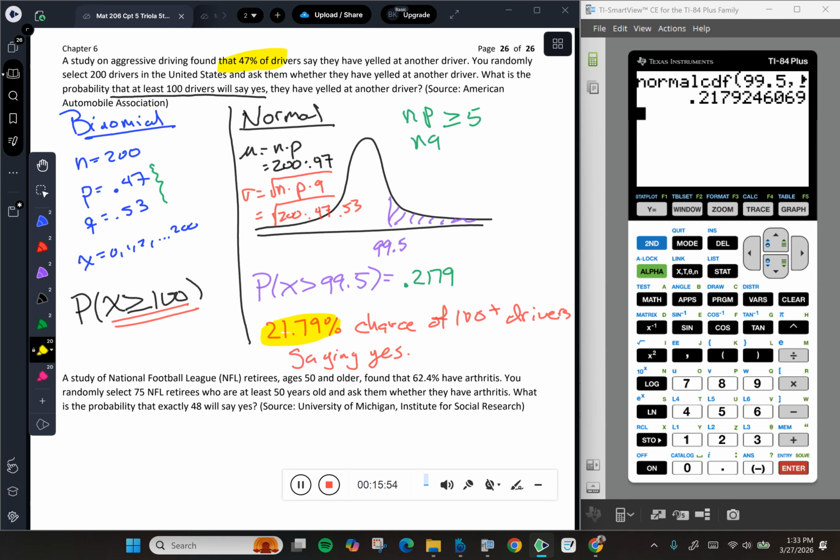Right? I went out and got a sample to test the claim of 47%. That would be what I would be doing here if this was a hypothesis testing problem. And that's not a small enough percentage to say, data doesn't support it. I would have to argue that my data supports it.